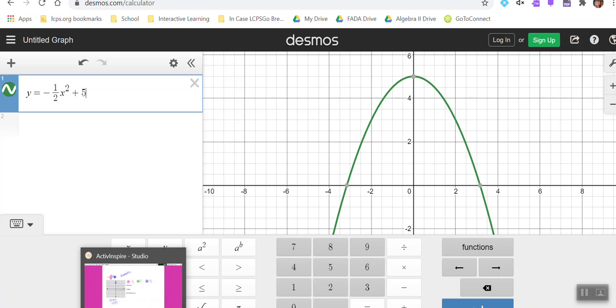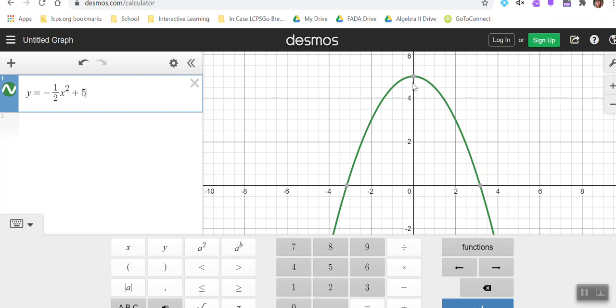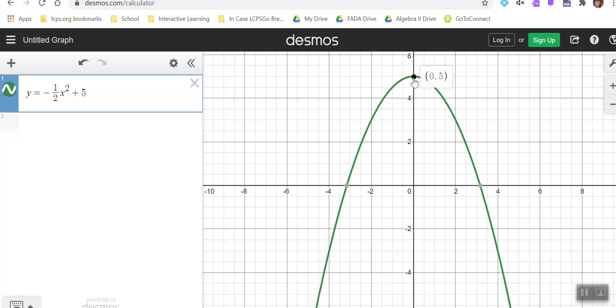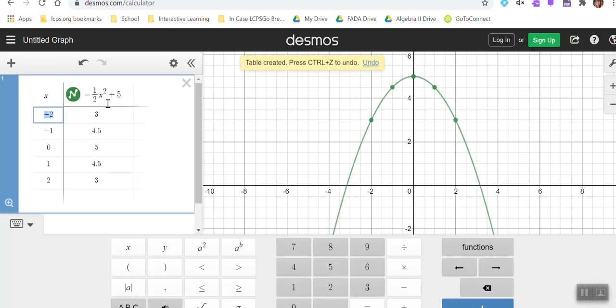Alright, so there's my (0, 5) point. Now it's kind of hard to tell where points land, especially if you see here they're decimals. So something that's helpful is we can take this gear and click the table button, and it'll convert it to a table, and we can try and find some other points that are helpful, like (-2, 3) and (2, 3).